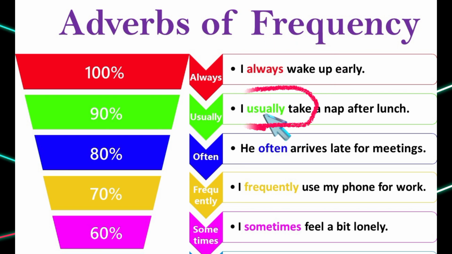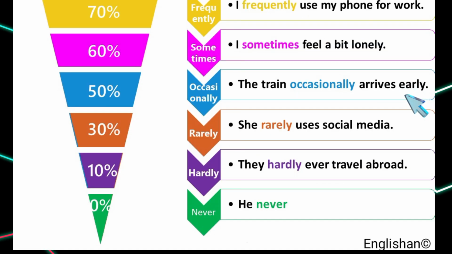We then have I usually take. Take is the verb, usually comes before take. He often arrives late for meetings. I frequently use my phone for work. I sometimes feel a bit lonely. The train occasionally arrives early.